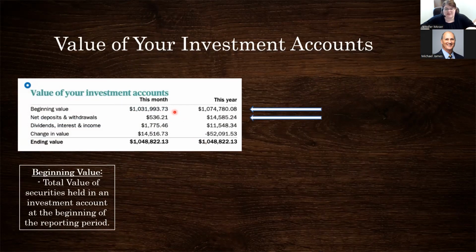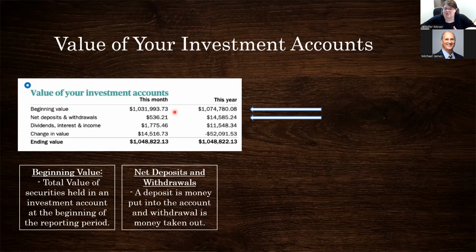Our next one is net deposits and withdrawals. Once again, a deposit is money being placed into your account, while a withdrawal is money being taken out. So this shows how much money in this month you've placed into the account versus the year.